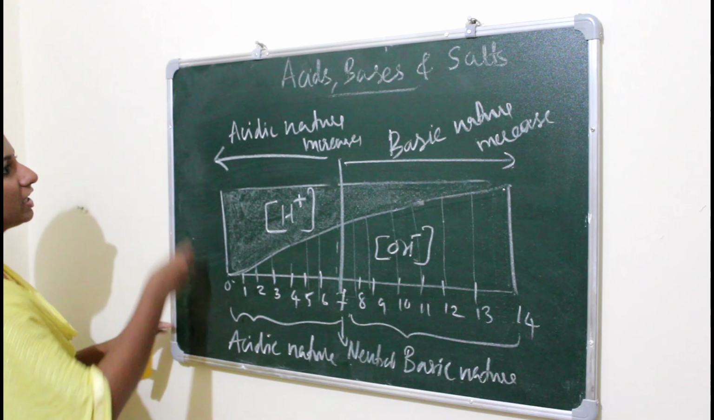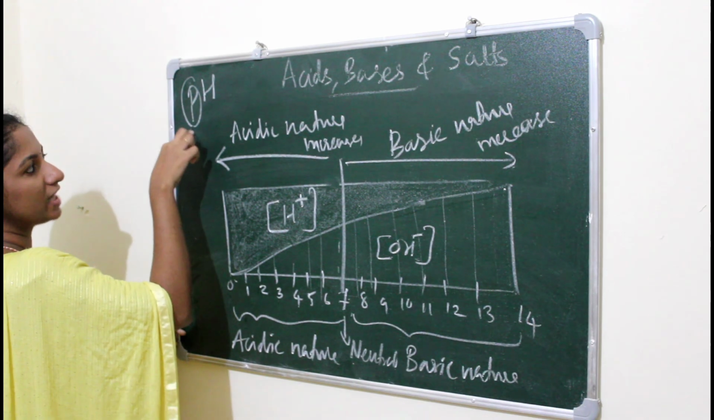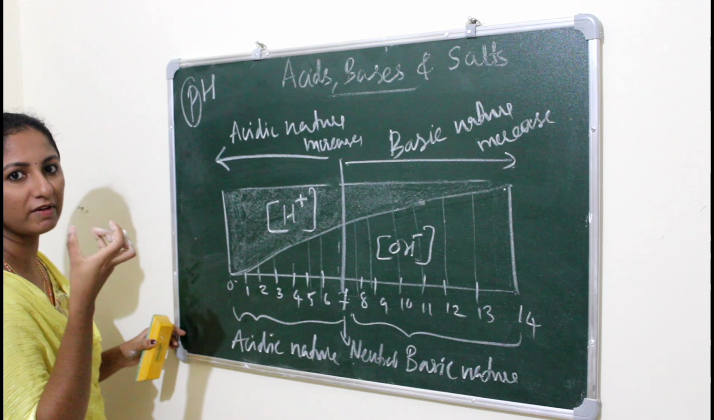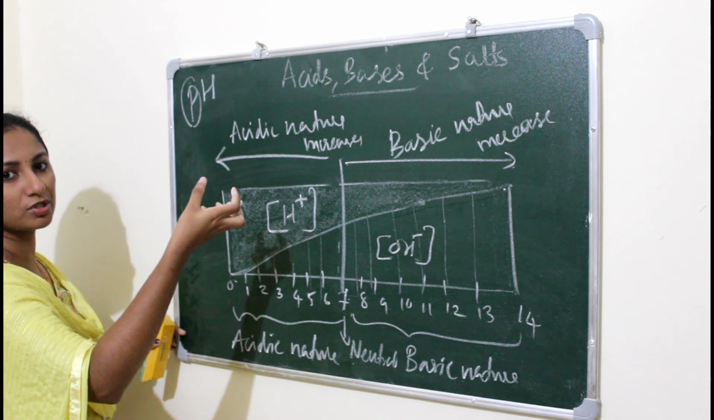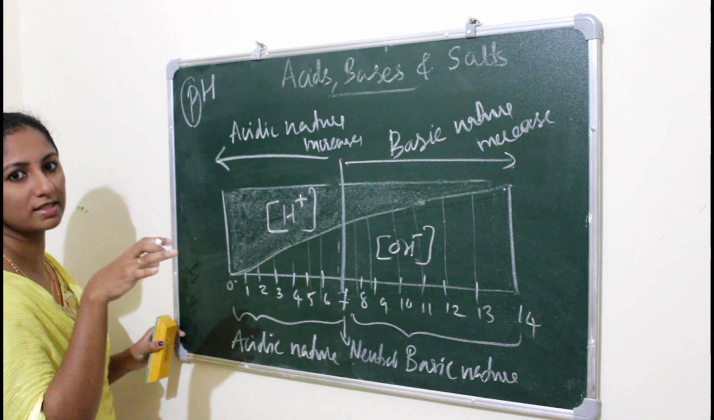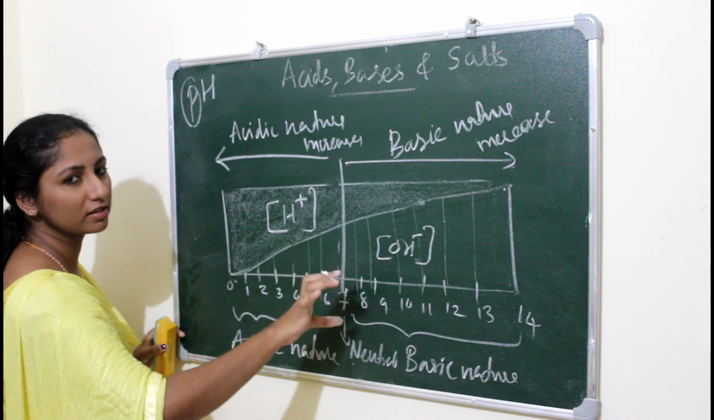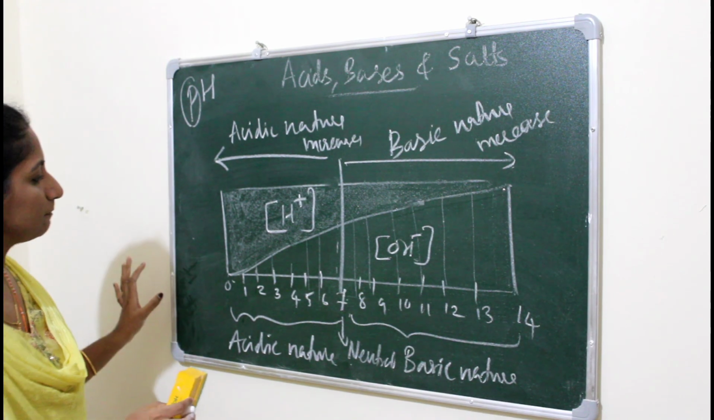Okay, so what is the meaning of this pH scale? P is from German, P stands for potence. That means power. That means how much amount of H plus is produced, or what is the power of H plus ions, whether it is more or less. Based on that, we are indicating this pH scale. Okay, so that's all about the pH scale.